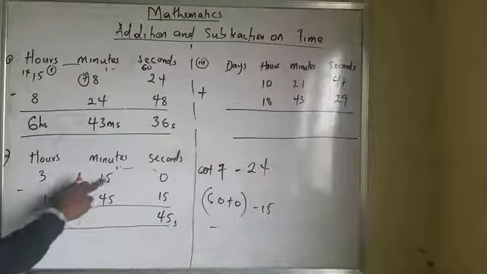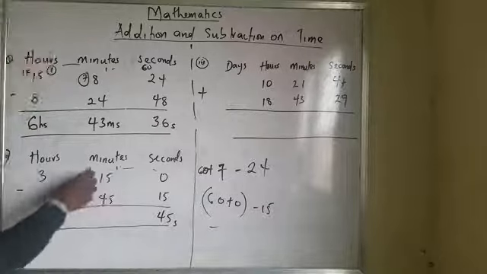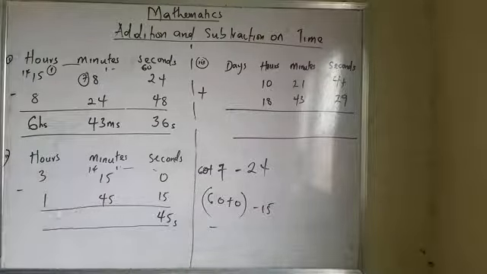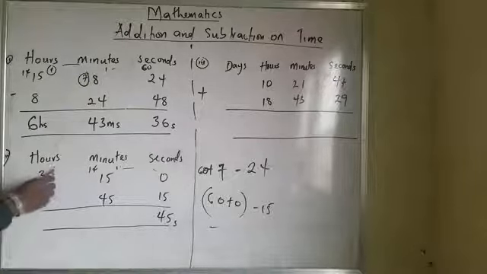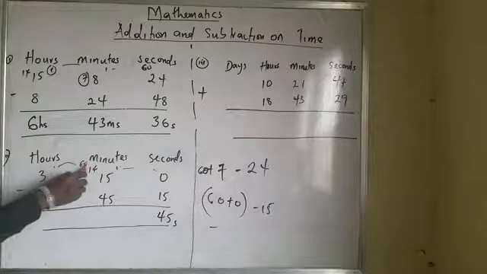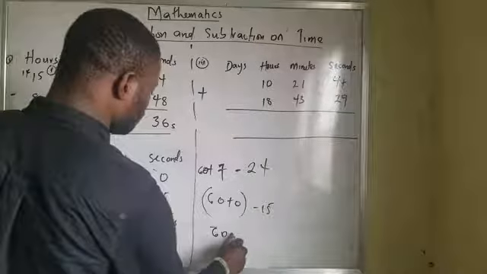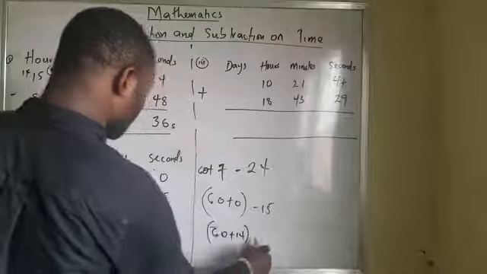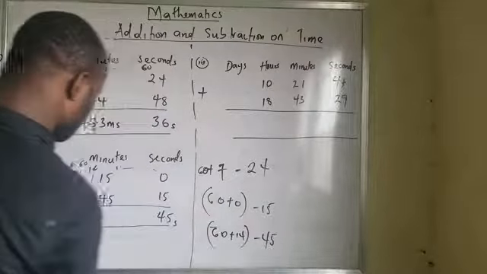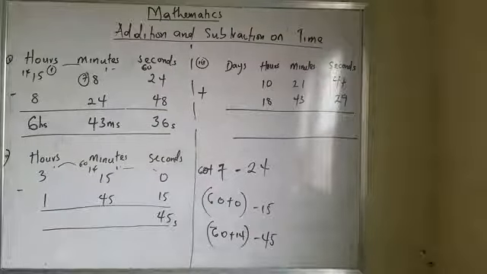What remains here is 14. Now, my 14 minus 45 is not possible. It means I will borrow 1 from here, coming here becoming 60 minutes. Now, 60 plus 14, it means 60 plus 14 minus 45. That is what we are going to do there. 60 plus 14 will be 74.